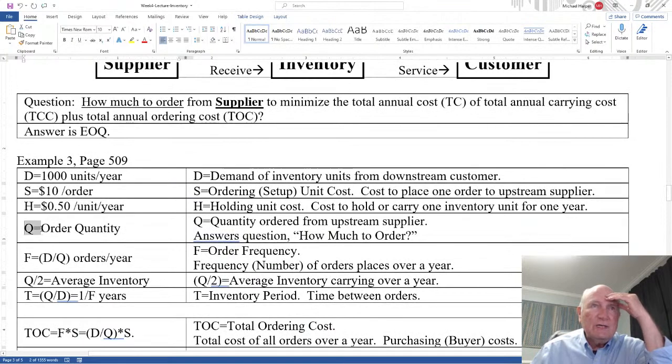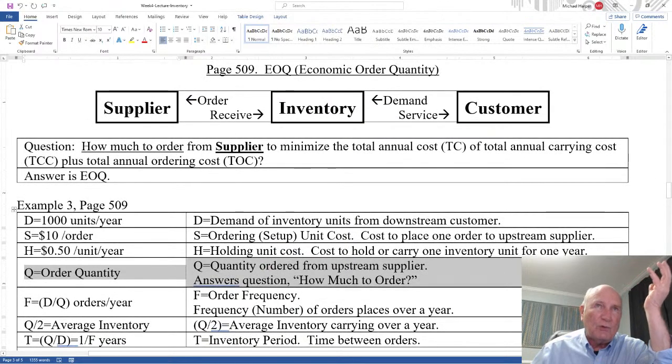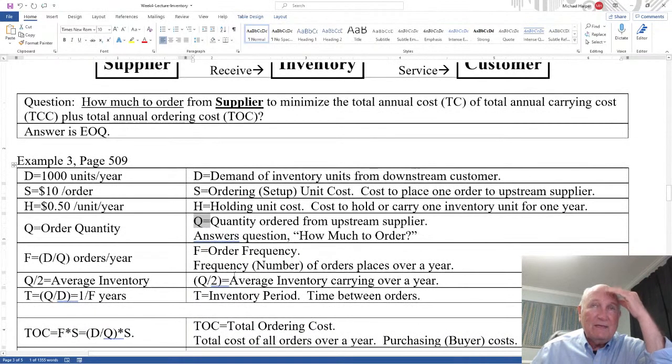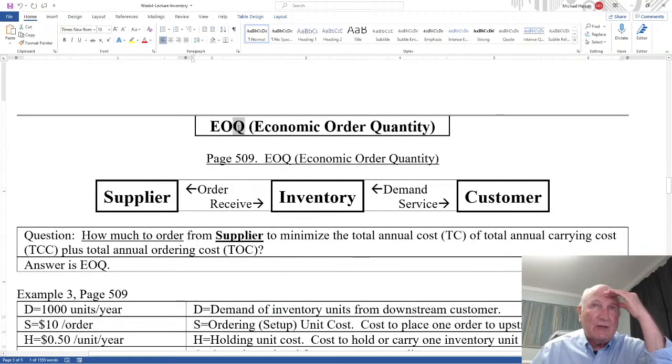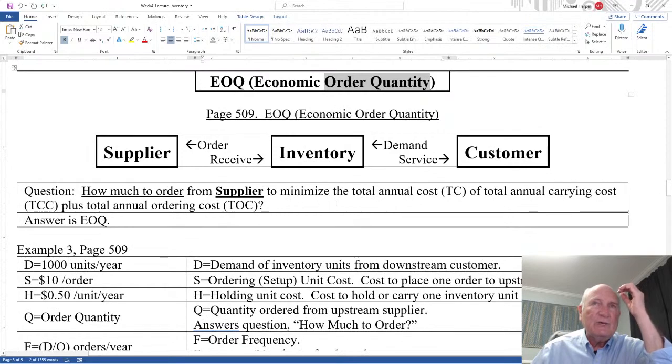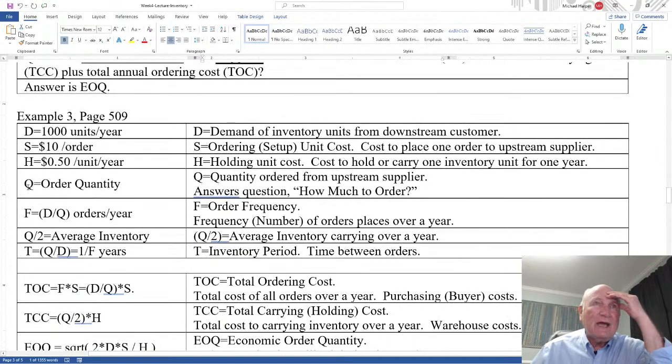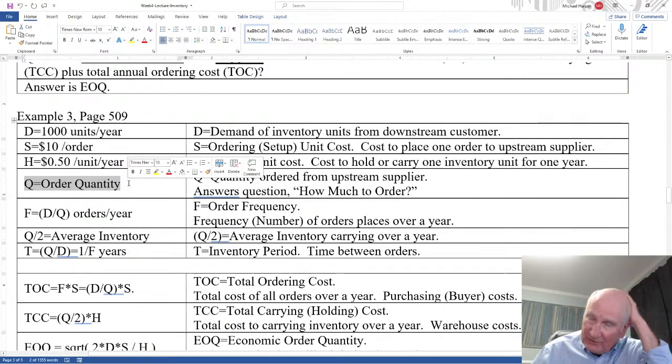Now Q is your order quantity, and that's the quantity ordered from the upstream supplier. That's how much you're going to order from the supplier. This will answer the question, how much do you order? Well, you order Q. And we're going to calculate Q. Now notice we're calculating Q, the order quantity. If we calculate Q to minimize the total cost, that Q is called the economic order quantity, EOQ. Okay. Now we're going to calculate Q, we're going to figure that out, we're going to determine that.